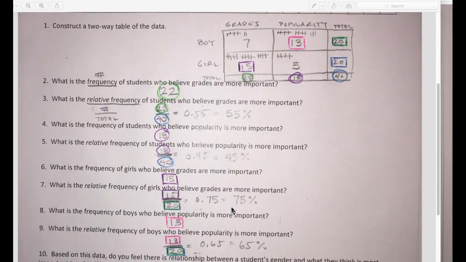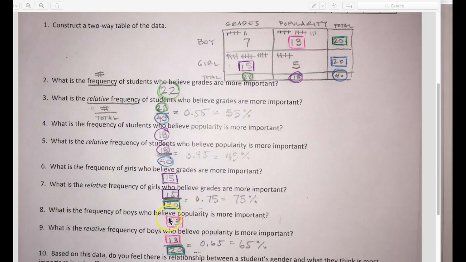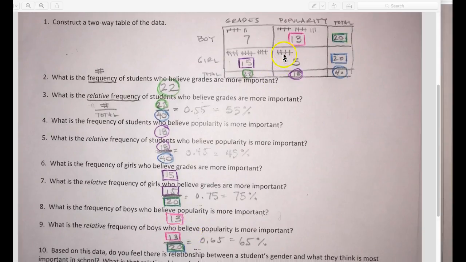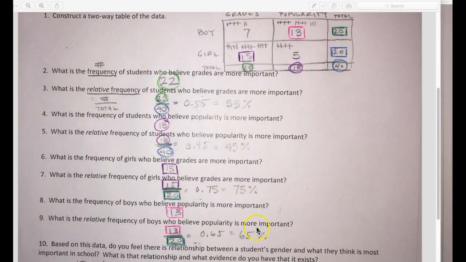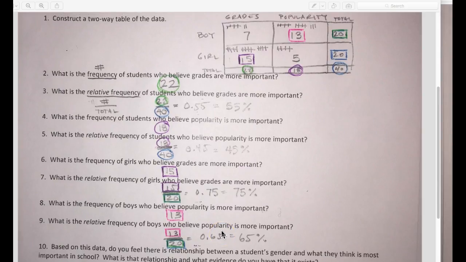Let's check out the boys. The frequency of boys who believe popularity is more important is 13. The relative frequency is 13 out of 20, because it's 13 out of a total number of 20 boys, that's 65%. So yeah, it looks like boys think popularity is more important, at least with this group.